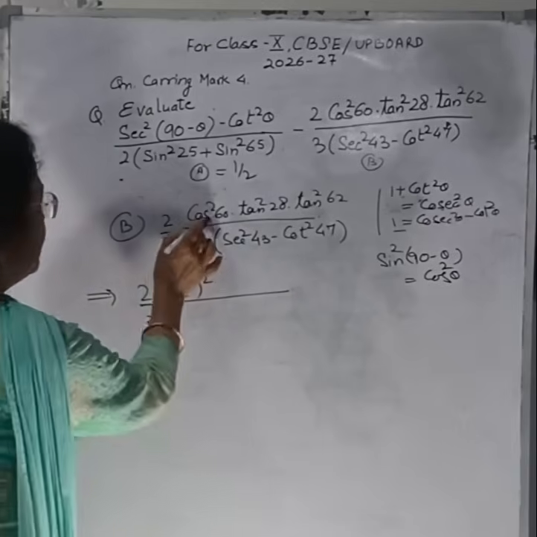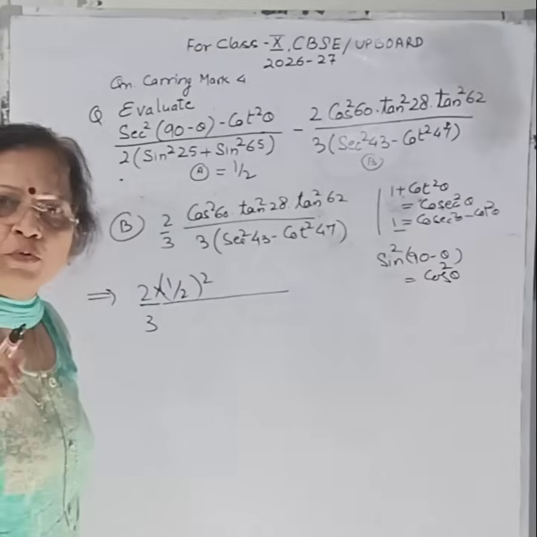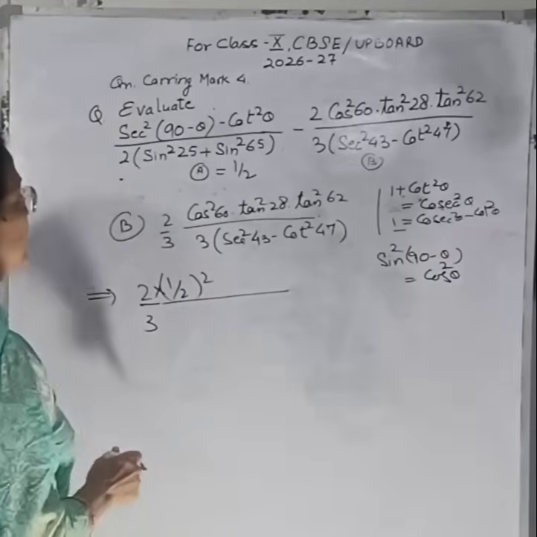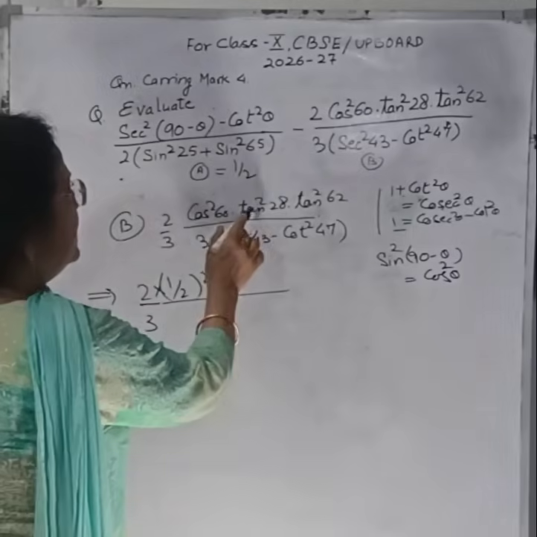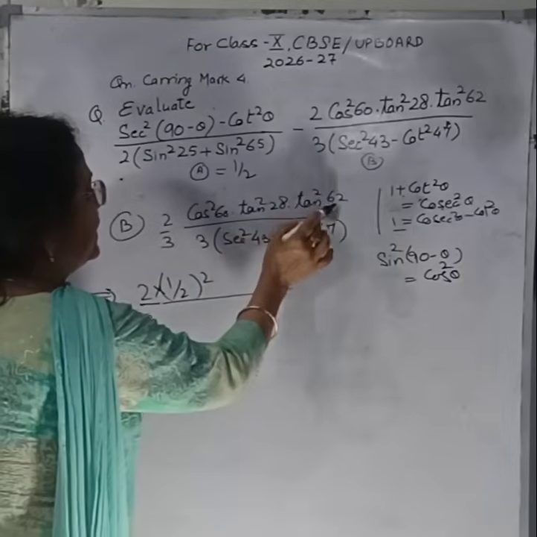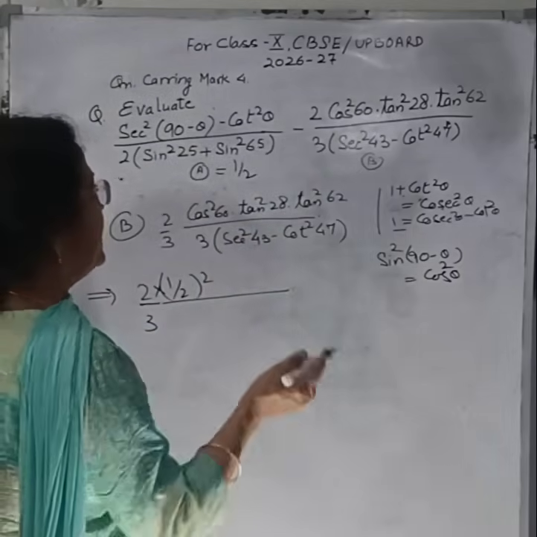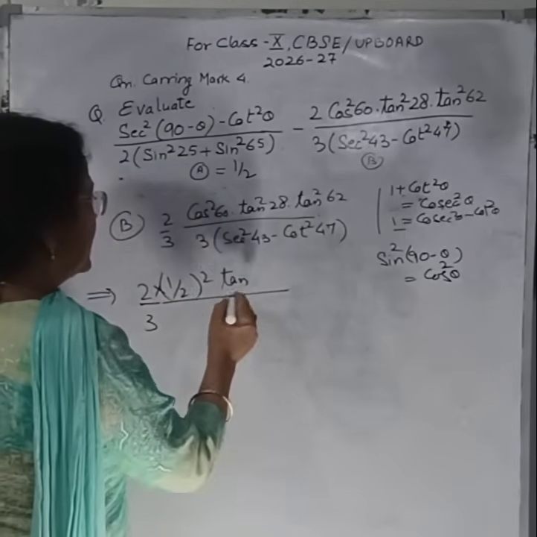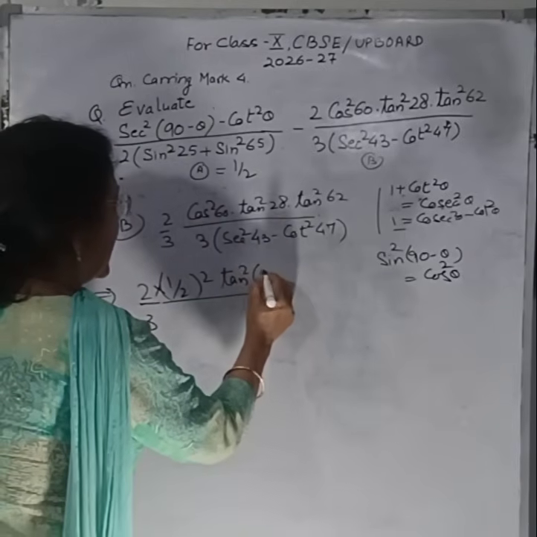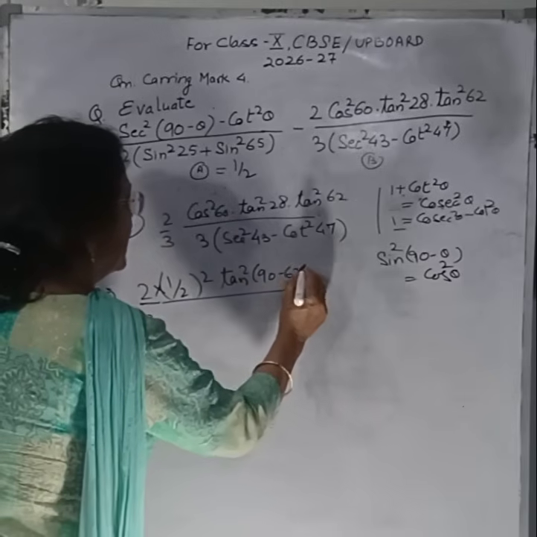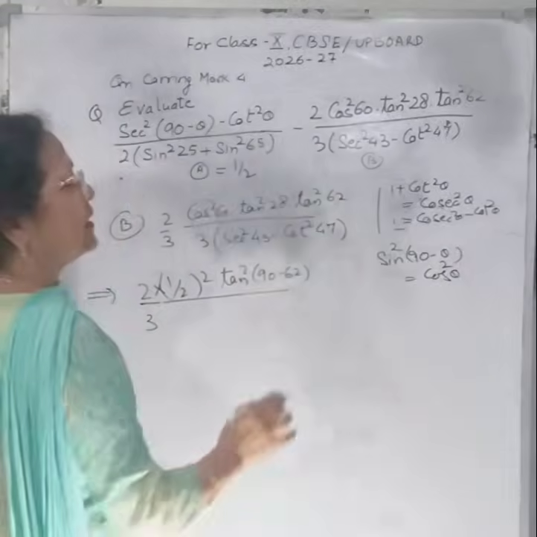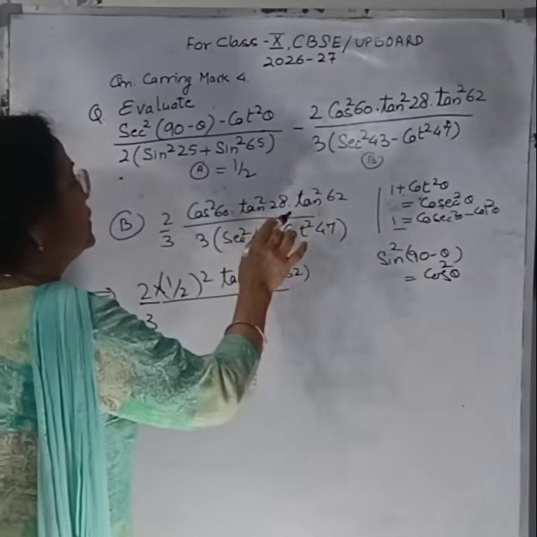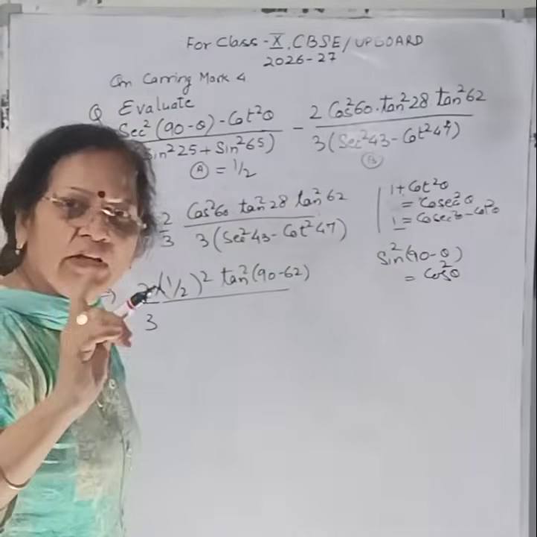Okay, the value of cos 60 is equal to 1 by 2, known to us. So the square of cos 60 will be (1 by 2) square into tan square 28. This 28 and 62 is the addition of 90. So in place of tan 28, we can write tan of (90 minus 62). Either you can change this or this, you have to choose one only, either this or that.